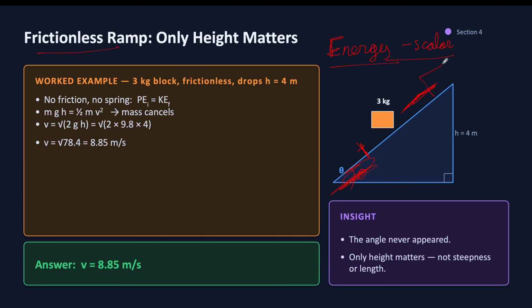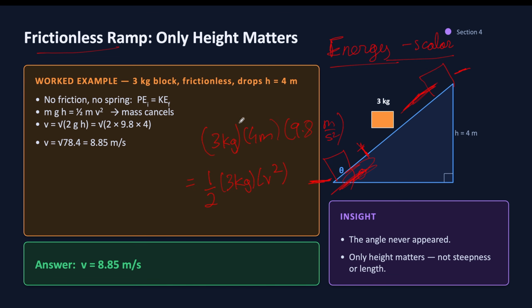So if we start over here, the block's over here, how much energy do we have? Only potential energy, right? Which is mgh. 3 kg times 4 meters times 9.8 meters per second squared. And that's going to be equal to what at the end of the ramp? Only kinetic energy, right? Because at the end of the ramp, it hits zero potential. So that means all this potential energy goes to what? Kinetic energy. Or 1/2 times 3 kg times velocity squared.